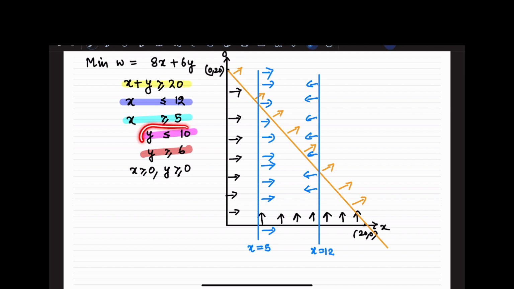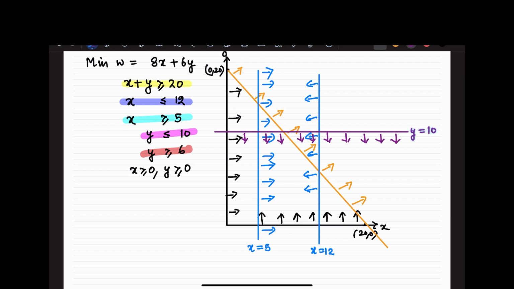The next is y less than or equal to 10. So the line is this at y equal to 10. If you put 0, 0 is less than 10, so it is satisfying. So the region is towards the origin. So this is the region.